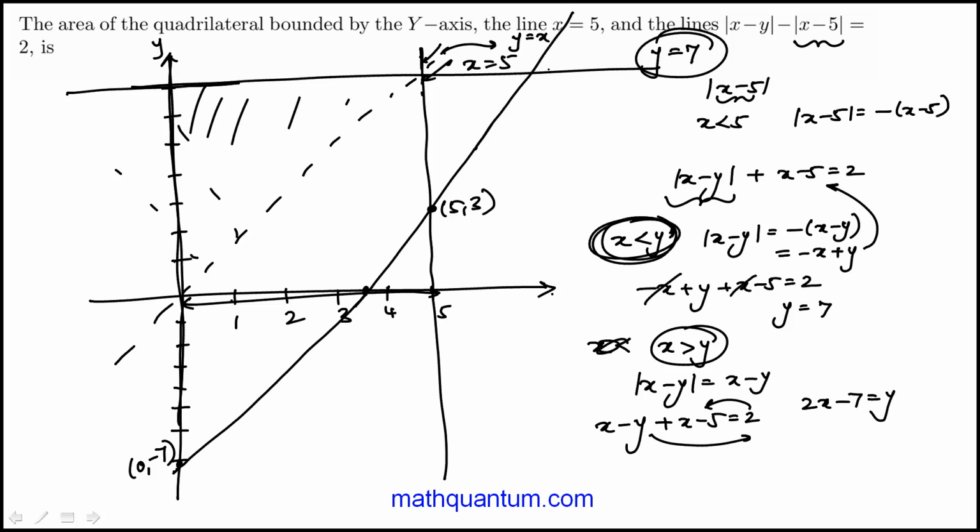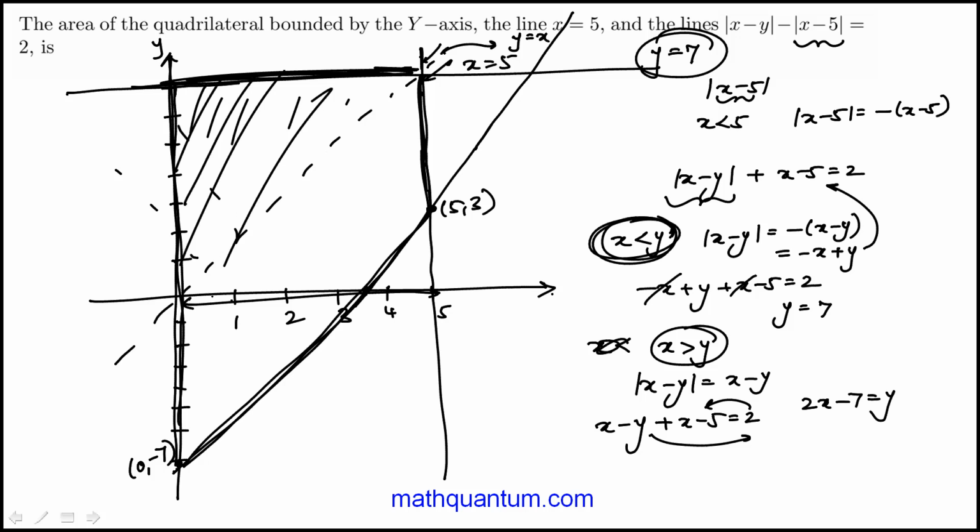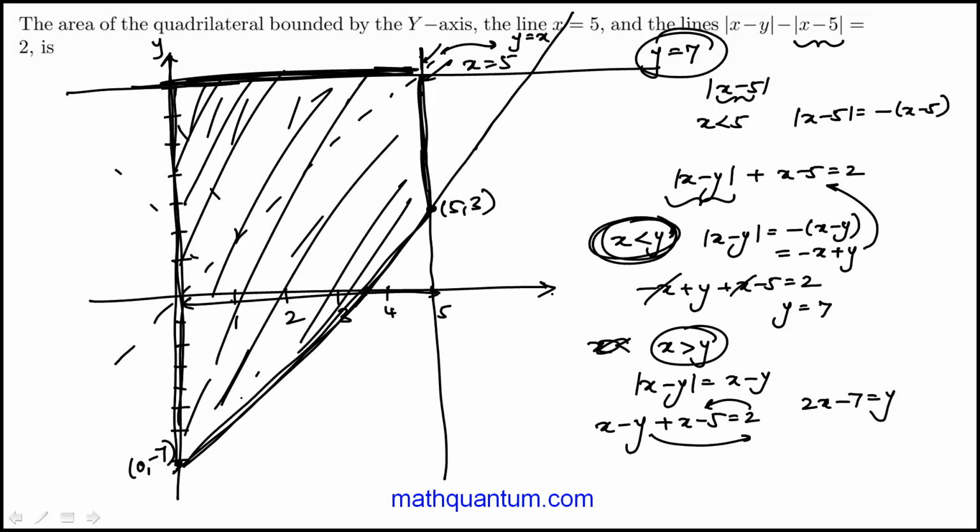So if we look at our lines, this is one of the lines, y equals 7, that's x equal to 5. That's the other line, and that's the y-axis. So we need to find the area of this trapezoid, because these two are parallel.